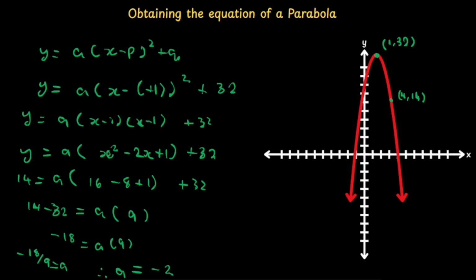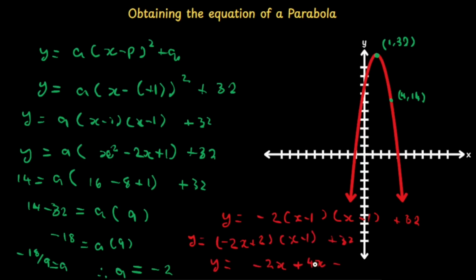Now that I have solved for the unknown that I wanted to get rid of, I can now go ahead and substitute that into my standard formula, and it would now look like this. Y is equal to negative 2 into (x minus 1) times (x minus 1) plus 32. Expanding and simplifying, I would obtain y is equal to negative 2 times (x squared minus 2x plus 1) plus 32. And expanding and simplifying, I would come to the equation y is equal to negative 2x squared plus 4x plus 30. And that is it, guys.